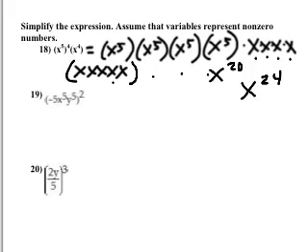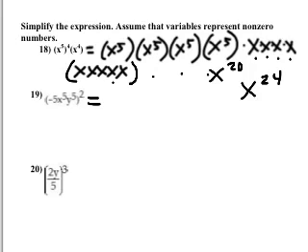The next one is all inside parentheses. It's a negative 5, x to the 5th, y to the 5th, and that's all to the second power. So, if you can remember the rule, each thing inside there is to the second power.